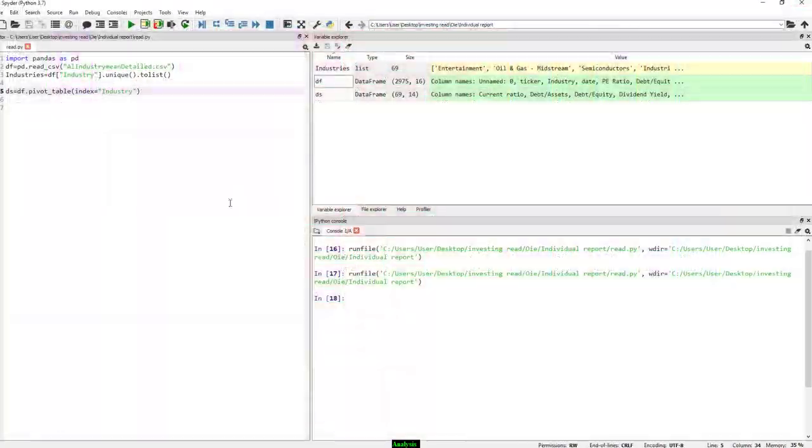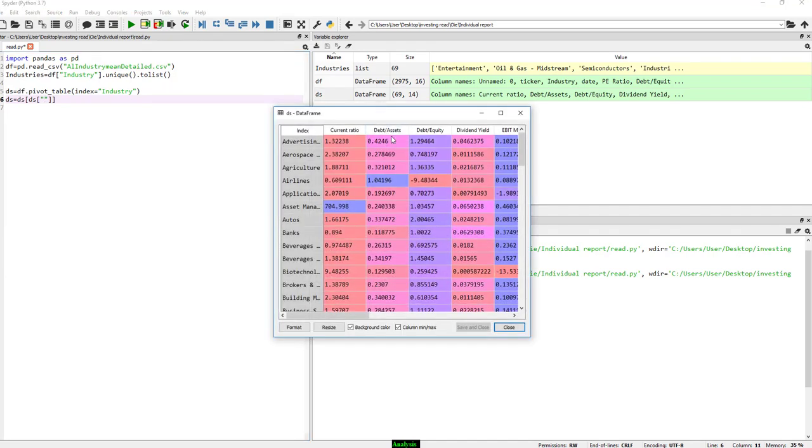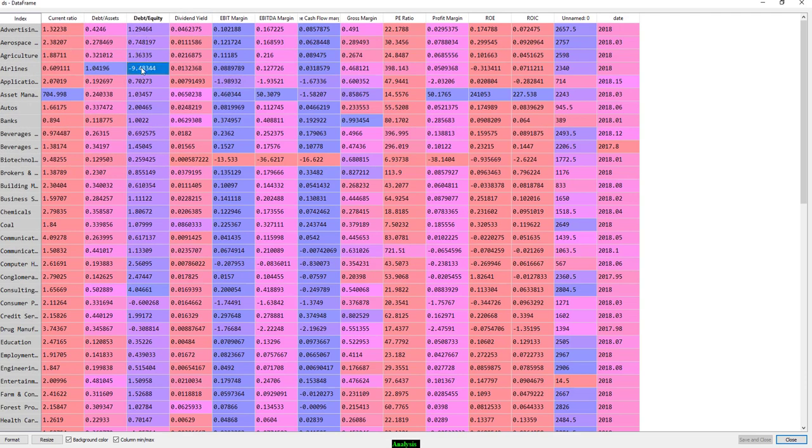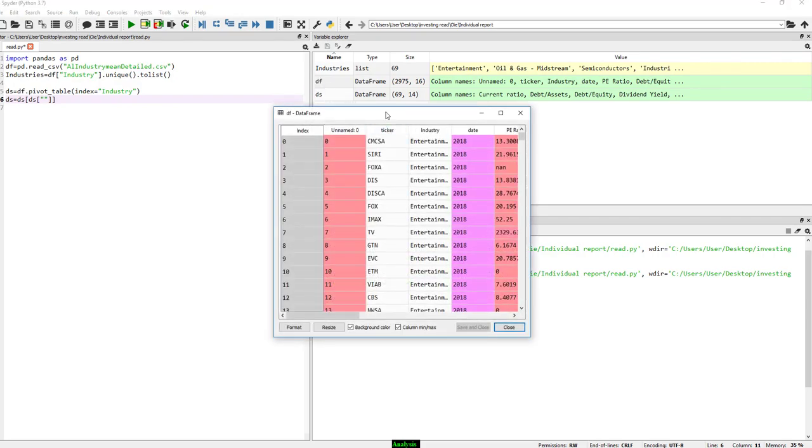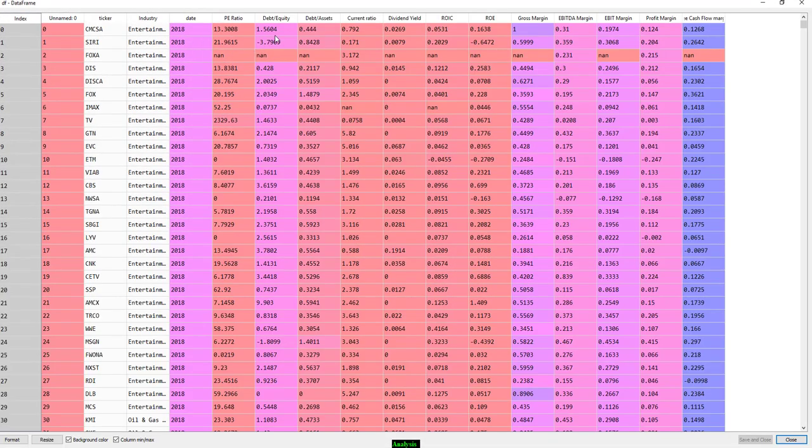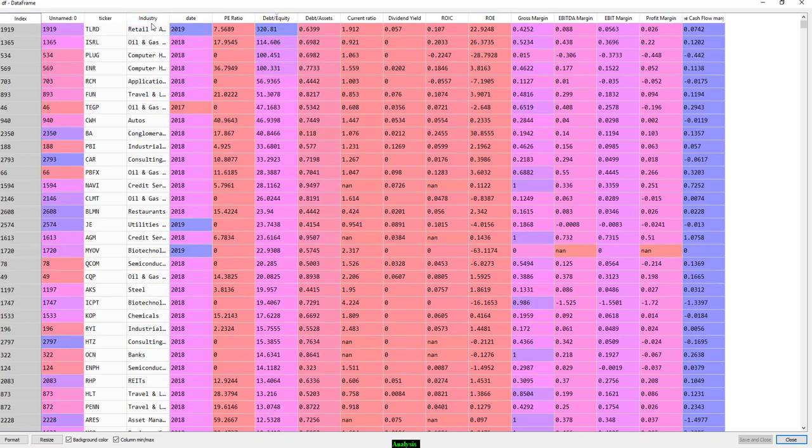So what I'm going to do, I would say ds is equal to ds where, how do I write it? Because if we have something negative, it brings down the average, so it's not helping me. For example, here we have a debt to equity ratio which is negative.